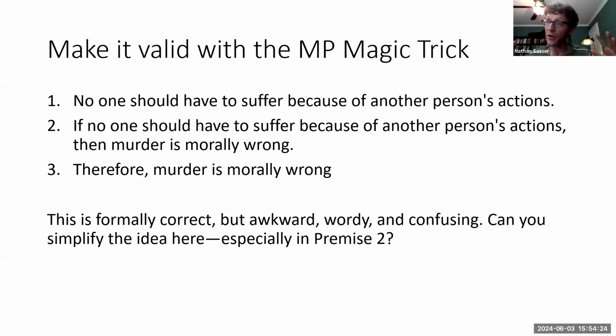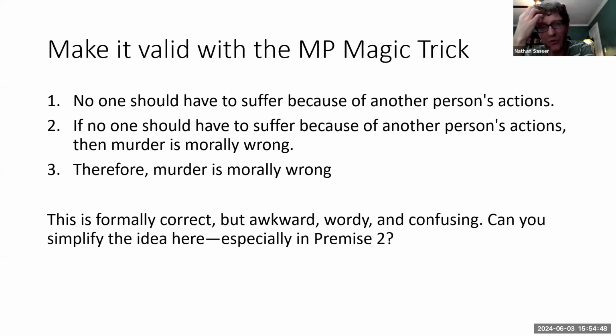Okay, right now the argument is formally valid. It's logically valid. That is, if the premises were true, and they may not be, but if the premises were true, the conclusion would have to be true. But it's kind of awkward and wordy and confusing. I feel that way, especially when I look at premise 2. Is there a way that we can simplify the idea here, especially that premise 2 idea?